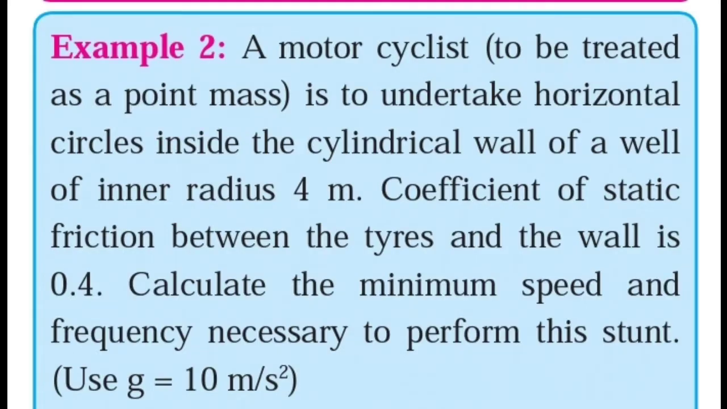A motorcyclist, to be treated as a point mass, is to undertake horizontal circles inside the vertical wall of a well of inner radius 4 meter. Coefficient of static friction between the tires and the walls is 0.4. Calculate the minimum speed and frequency necessary to perform this stunt. Use g is equal to 10 meter per second square.